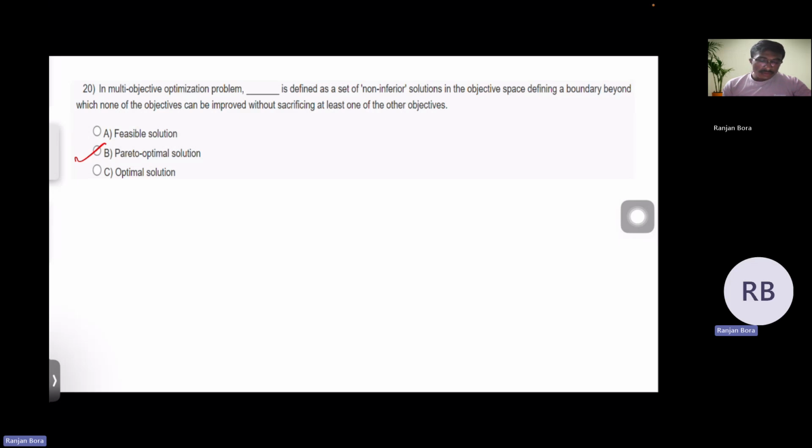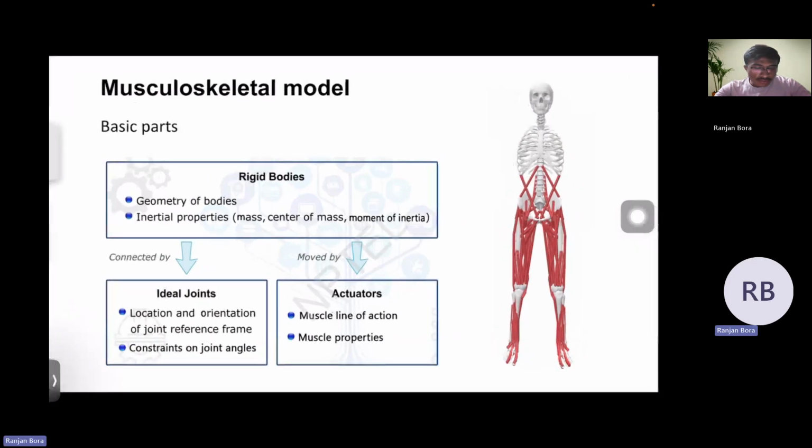So now I will explain some concepts from previous weeks. Then I'll solve some numerical problems related to those concepts. So one concept was this musculoskeletal model. So what is a musculoskeletal model? A musculoskeletal model represents the whole skeleton of the human being or any joint, the whole skeleton with the muscles, joints, and the bones.